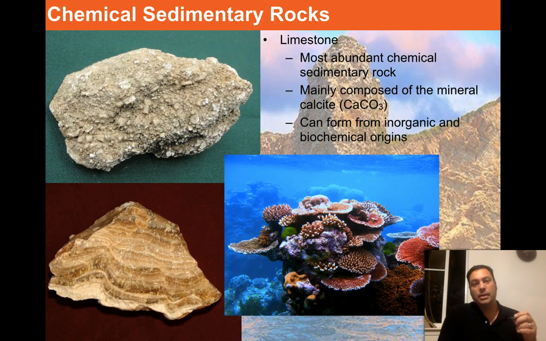All right, chemical sedimentary rocks. I love chemical sedimentary rocks. These are some of the most beautiful rocks on planet Earth, easily. And we've got to start with limestone. So limestone is the most abundant chemical sedimentary rock. It's everywhere. And it's mainly composed of the mineral calcite, which is calcium carbonate, and can form from inorganic and biochemical origins. It can come from both places.